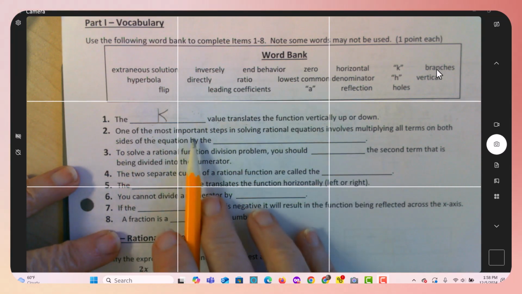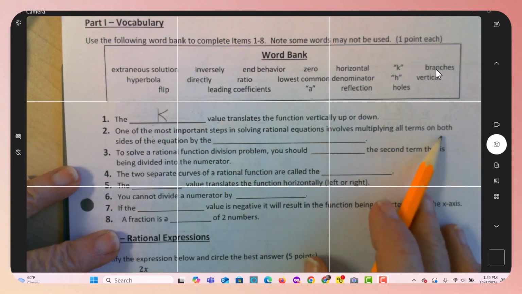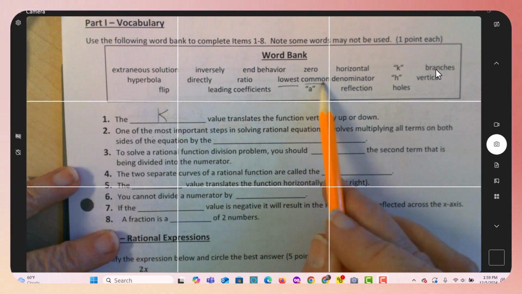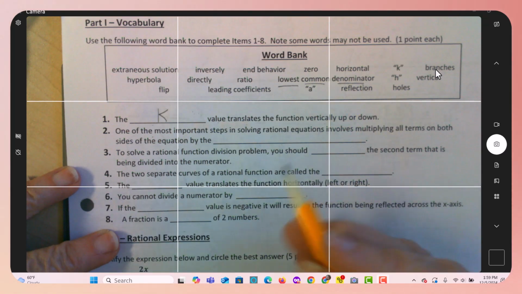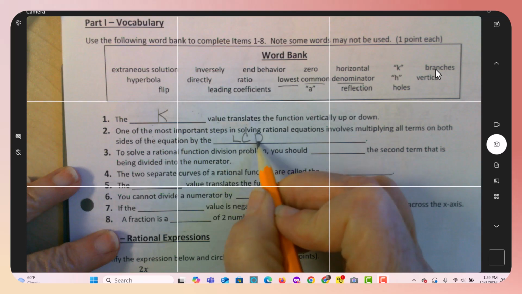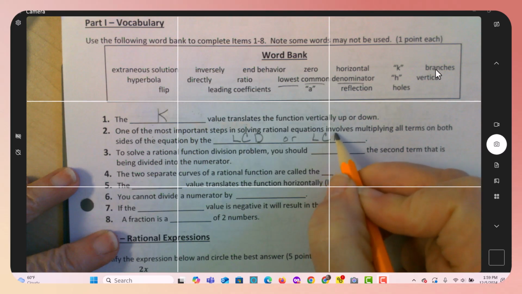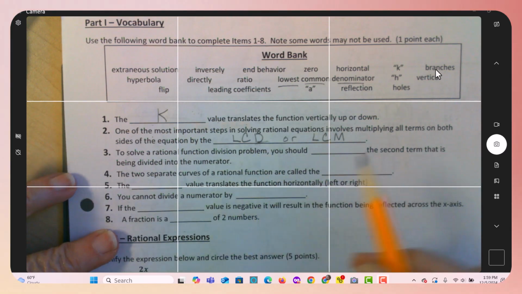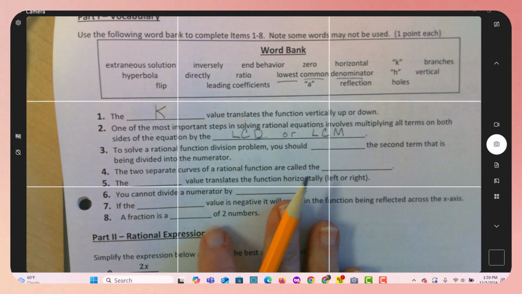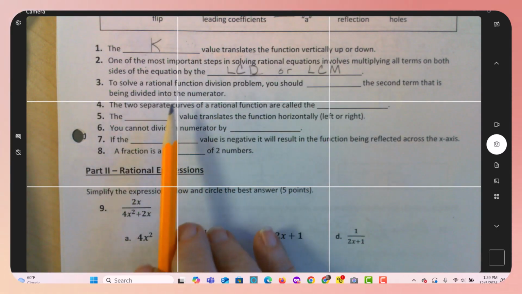Number 2, one of the most important steps in solving rational equations involves multiplying all terms on both sides of the equation by the lowest common denominator, or least common multiple. So you can put lowest common denominator, or you can say least common multiple, looking at the denominator. Okay, and we'll see that put into practice in some of these questions that come later.